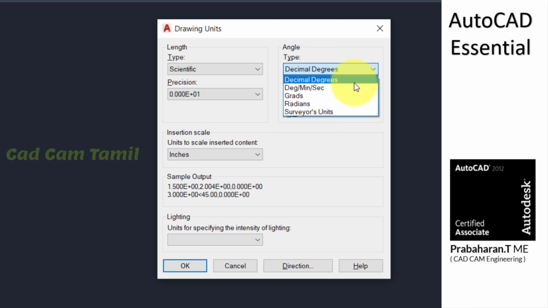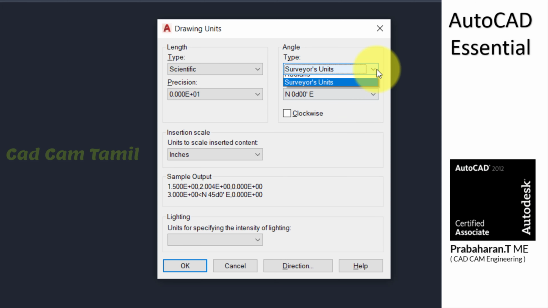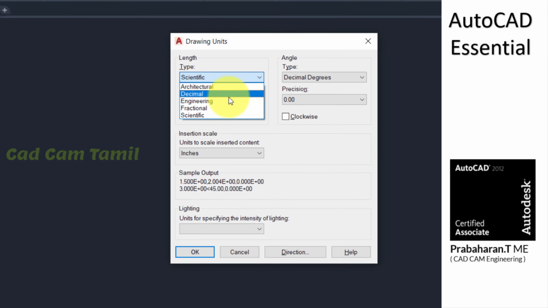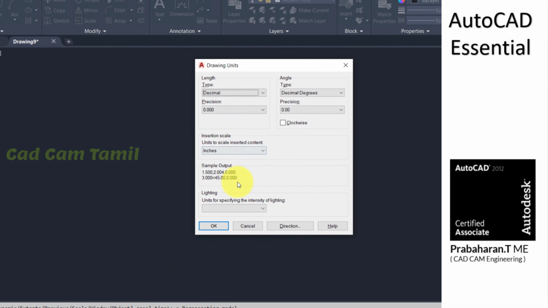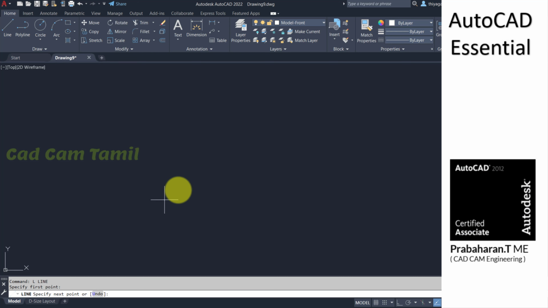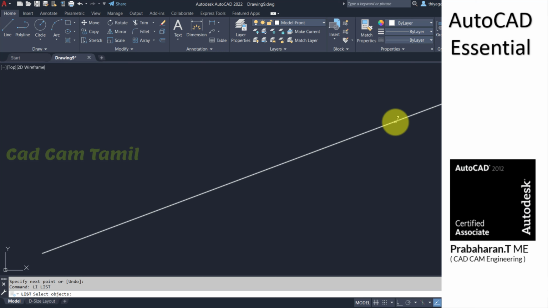In some cases civil engineers may use surveyor's units, but in general we use decimal degrees. So let me keep decimal degrees here, and let me keep decimals here. I'm going to show you the samples. Let me draw a line of approximate length. I want to get the information about this line.